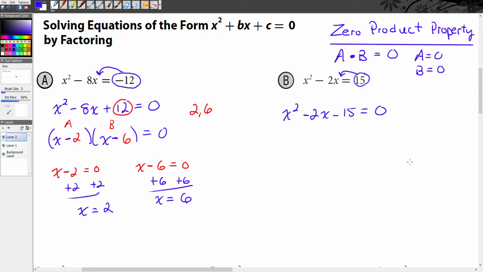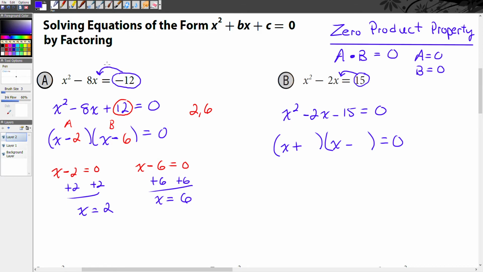All right? And I'm looking here and I see that my c value is negative, which tells me that this situation is going to be an x plus times an x minus. Because remember, our c value comes from multiplying, and the only way we can multiply two numbers together and end up with a negative is if one of the numbers is positive and the other number is negative. So I'm going to have x plus some number times x minus some number.